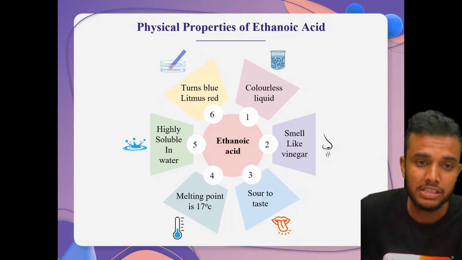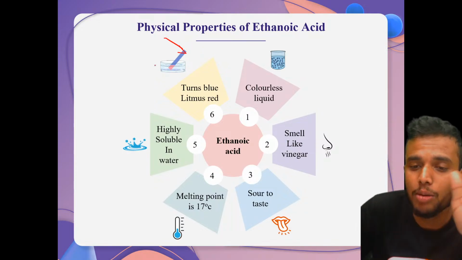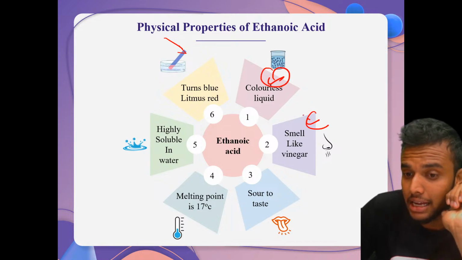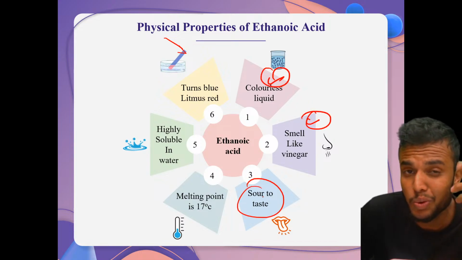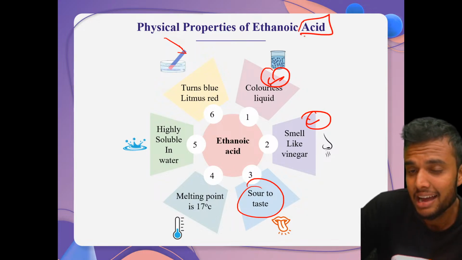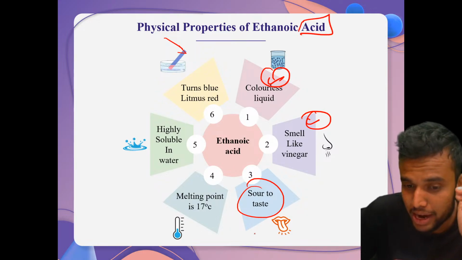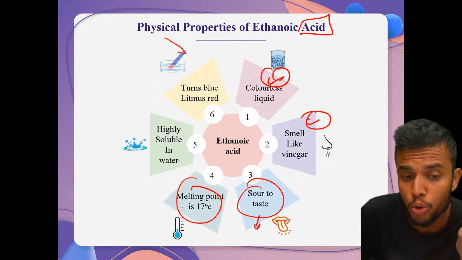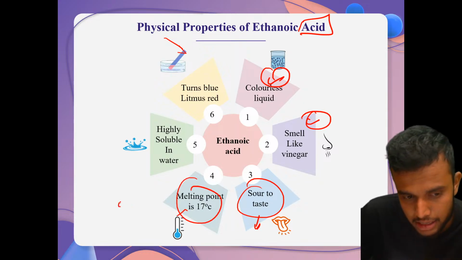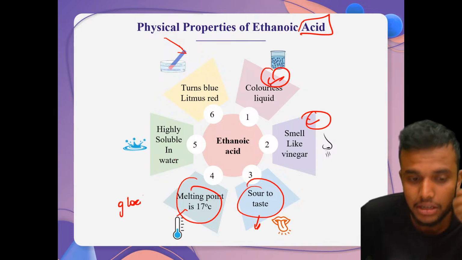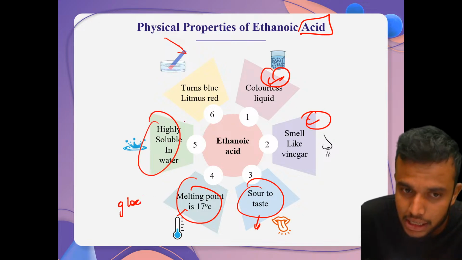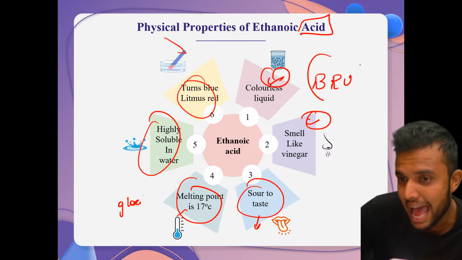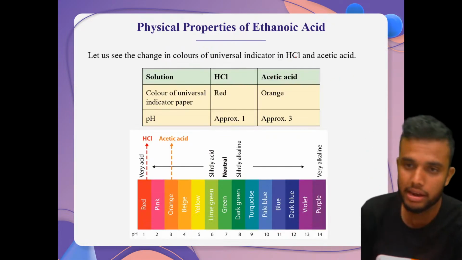Then let's move to the physical properties. These physical properties are almost the same as ethanol. It is a colorless liquid that smells like vinegar. Acids also taste sour. Why, sir? Because the name itself is acid. That's why it tastes sour. The melting point is too low. It is 17 degrees, that's why it is also called glacial acetic acid. Then it is highly soluble in water. Then it turns blue litmus to red. Why, sir? Because it is an acid, sir. That is the answer. Very simple.